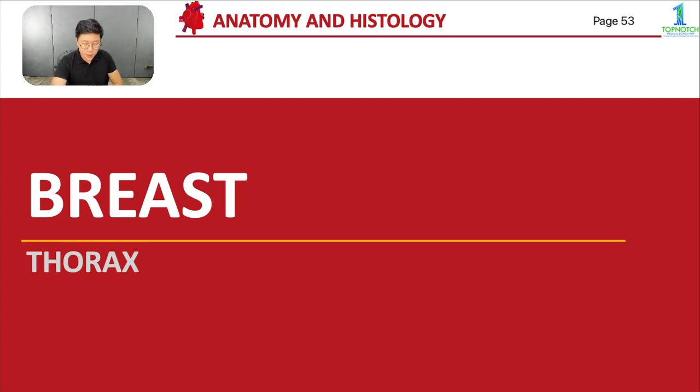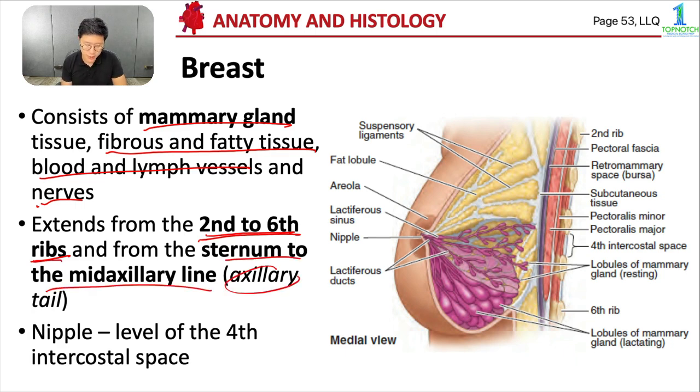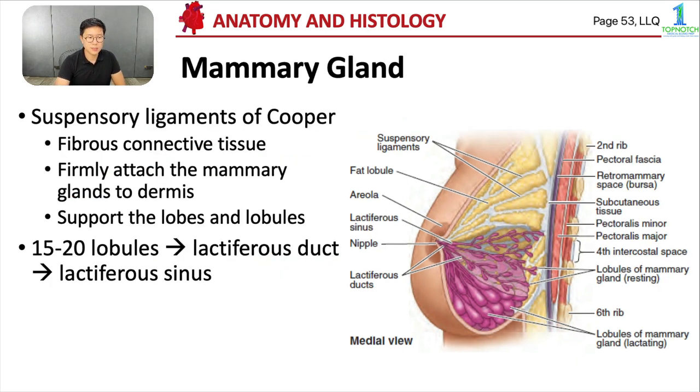We're down to our last two topics. So now we go to the breast, which consists of mammary gland tissue, fibrous and fatty tissue, your vessels, and nerves. It extends from the second to the sixth ribs. So remember, second to sixth ribs. And it extends from the sternum to the mid-axillary line, where you will find your axillary tail of Spence. So the nipple, the adult nipple, is found at the level of the fourth intercostal space.